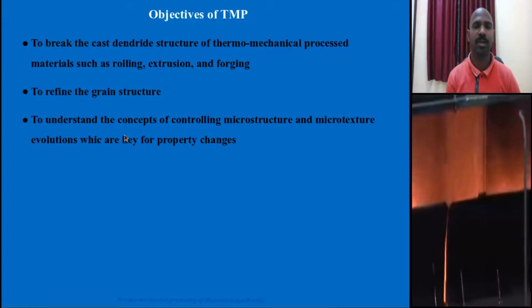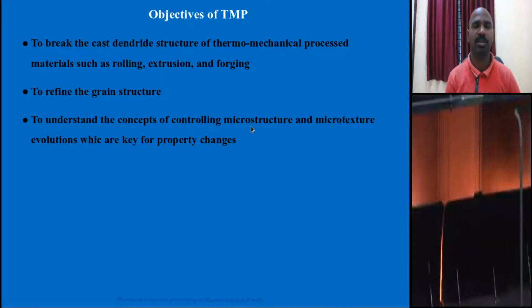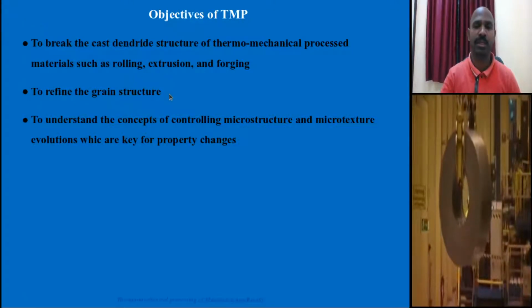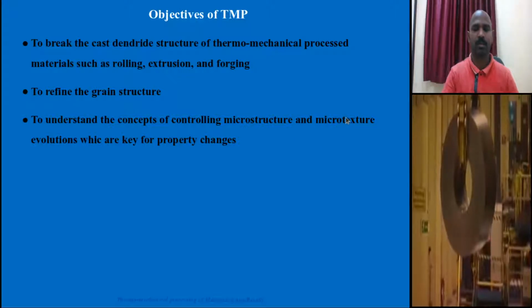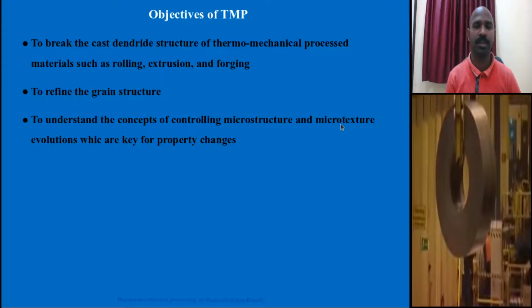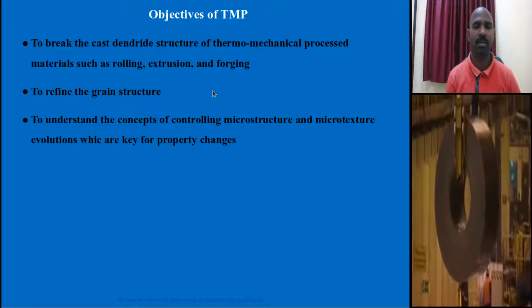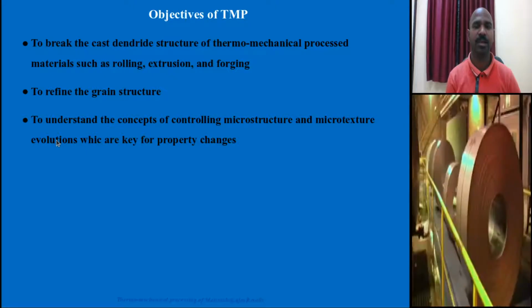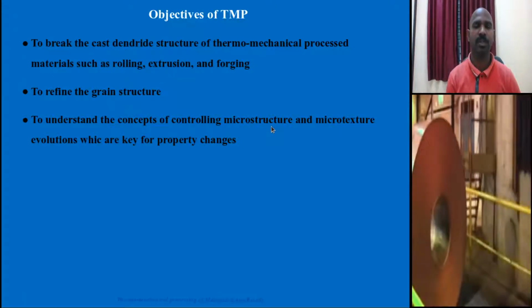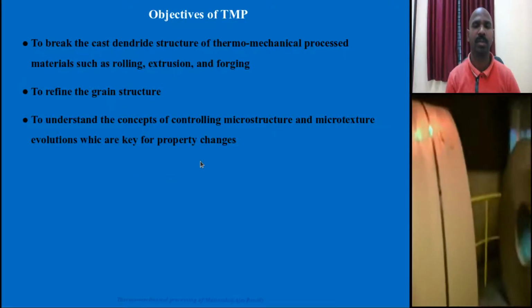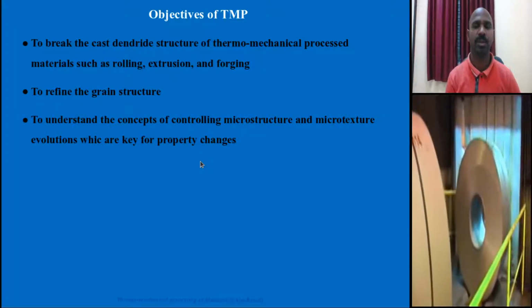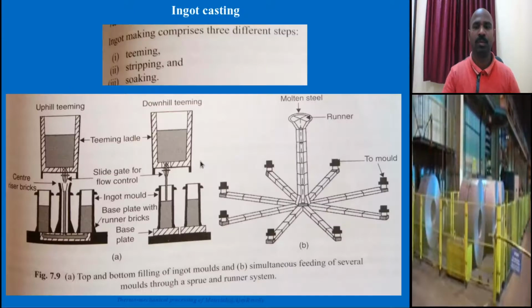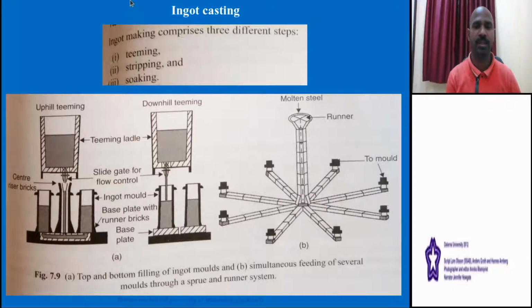Understanding these concepts of controlling the microstructure, from larger grains to smaller grains, and managing the processing strain rate and temperature parameters for the microstructure evolution, that is nothing but preferred orientation. These are the key parameters for deciding the property change or improving the properties. Now let me take the starting process.